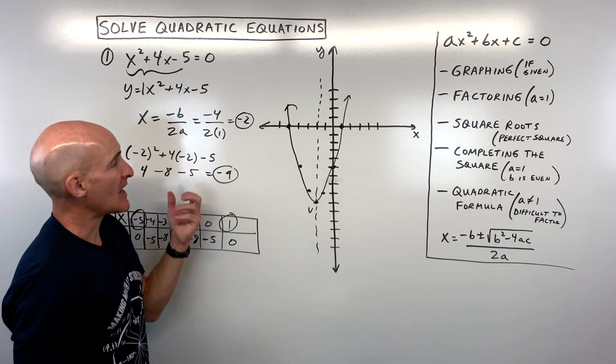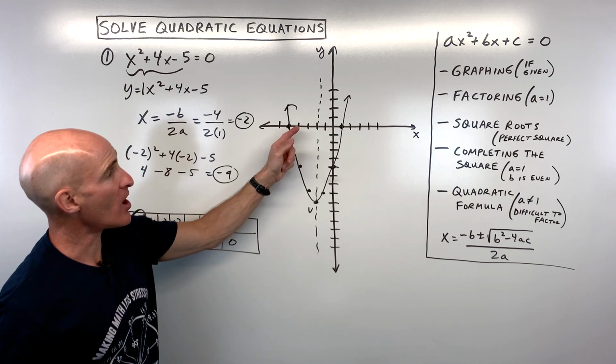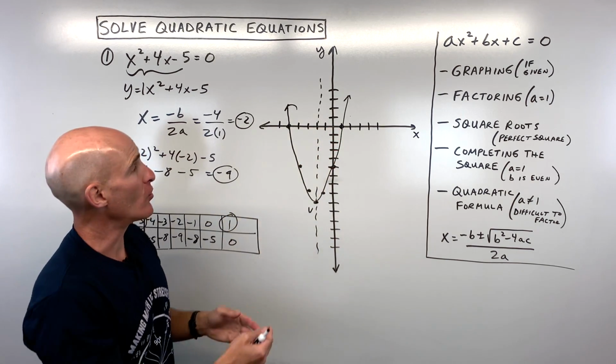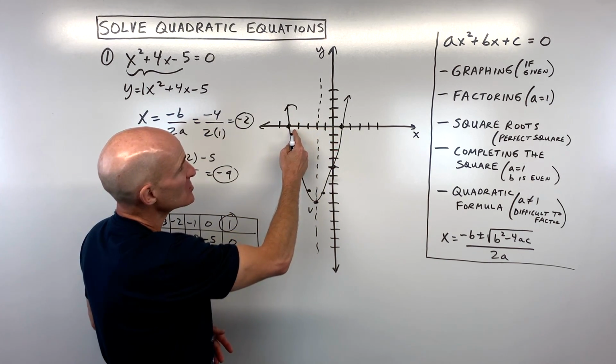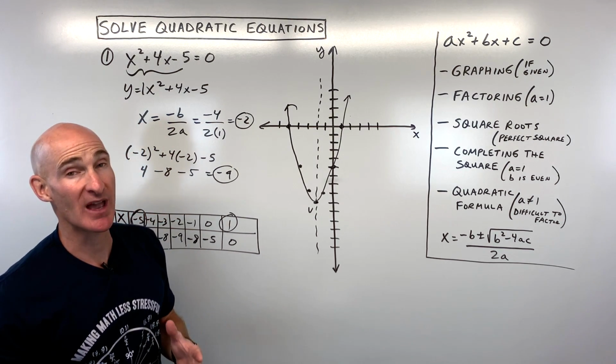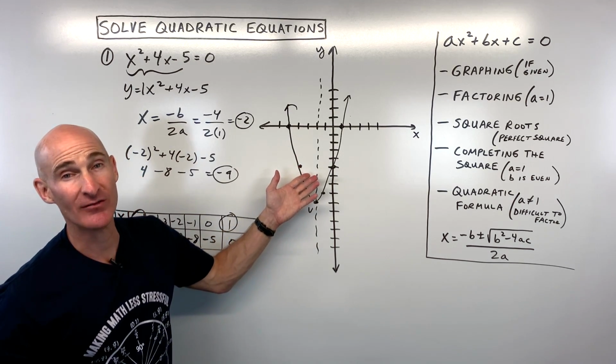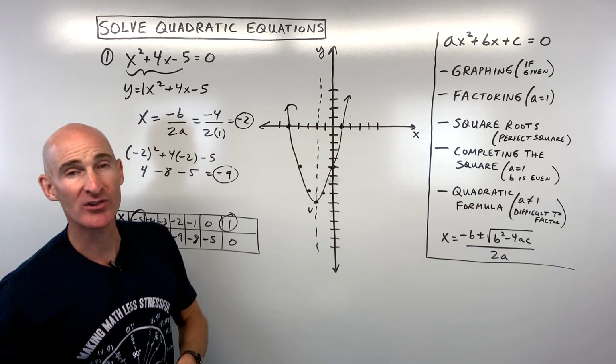But I wouldn't take all the time to graph it because it's time consuming, as well as the fact that it doesn't always cross at integer values. So if it crossed somewhere in between these two values, it would be kind of hard to estimate or find that exact answer. You'd just be estimating. So graphing method's not my favorite unless the graph is given. Let's take a look at some of the other examples.